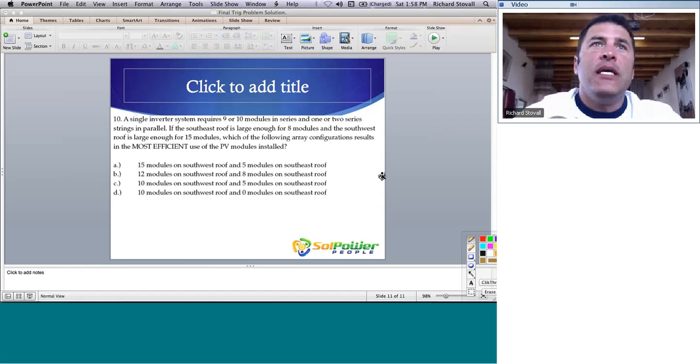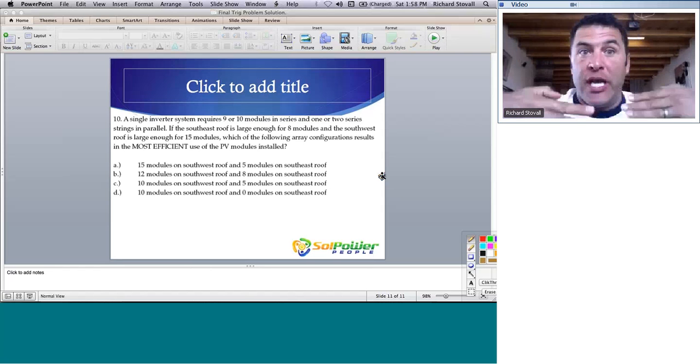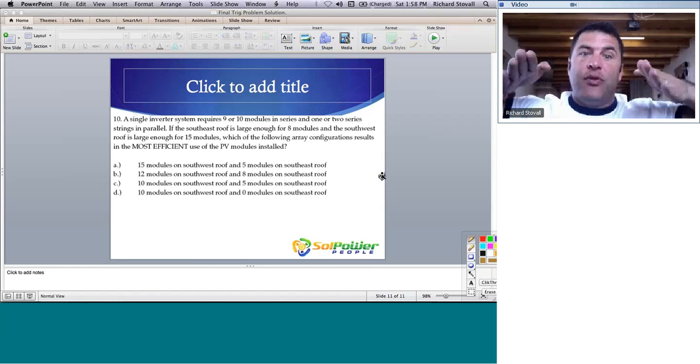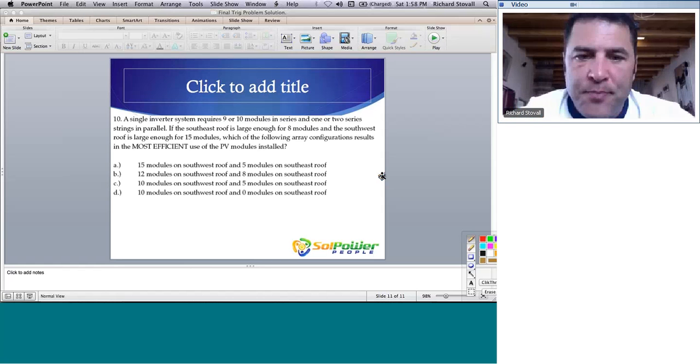You're going to get a little bit of a penalty. I believe the rule of thumb is you might lose 3 to 5% of the production that you otherwise would have gotten, but you can do it. The key is you can't break up modules from the same string and put them in different planes, but you can have two strings in parallel that are in different planes.